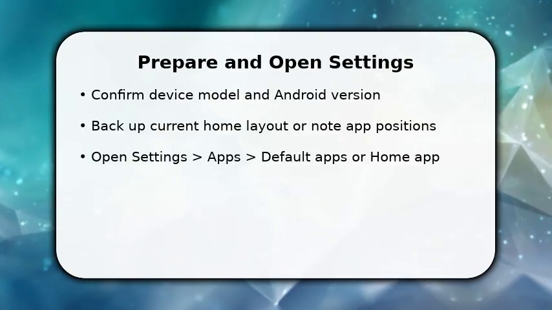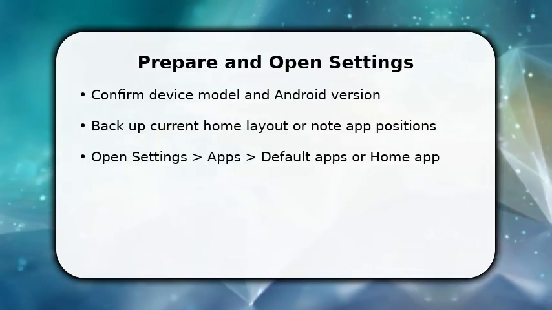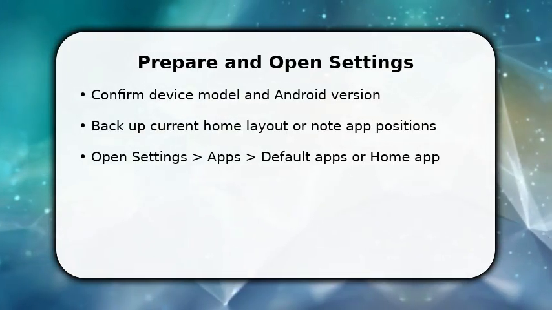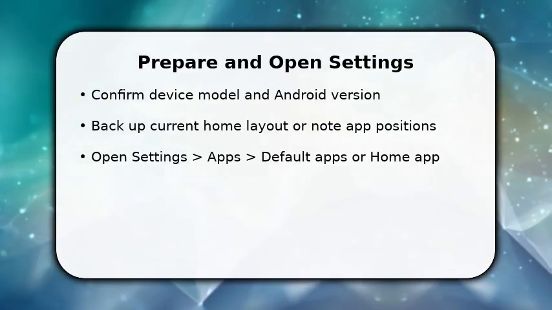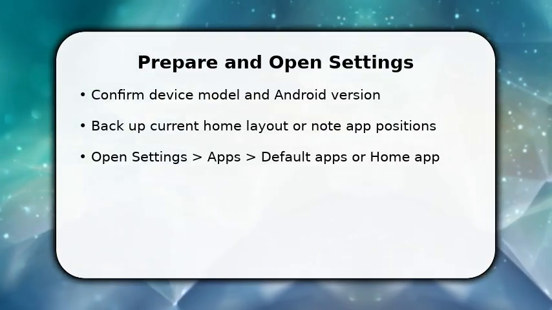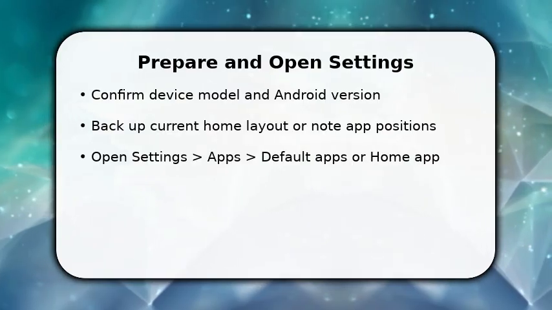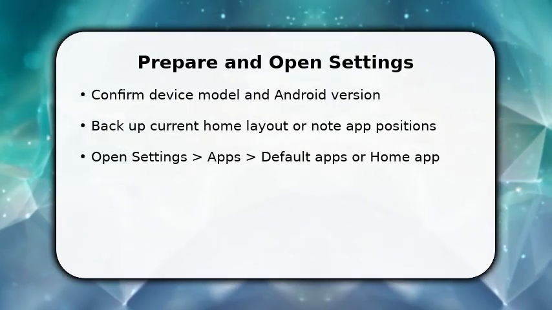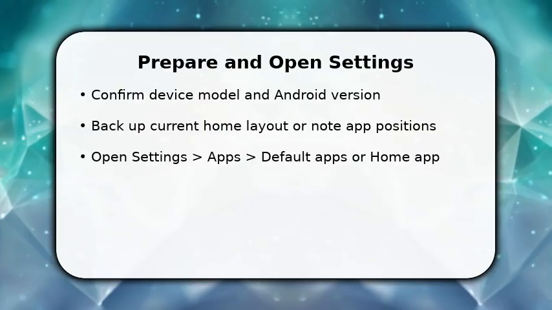Next, open Settings and navigate to Apps or Applications, then Default Apps, and finally Home App or Launcher Settings. This gets you directly into the control surface to change who controls the home screen. Don't skip the backup step. It saves time if you need to revert.